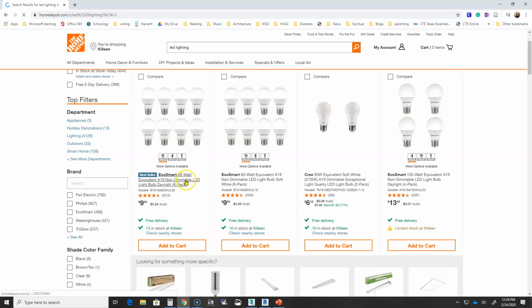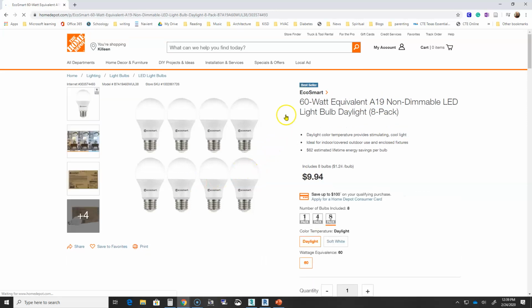Okay, and here's some light bulbs. Okay, so here we go. This particular light bulb is a 60 watt equivalent. They call it an A19 non-dimmable. And if I remember correctly, that 19 stands for how many watts it actually burns.